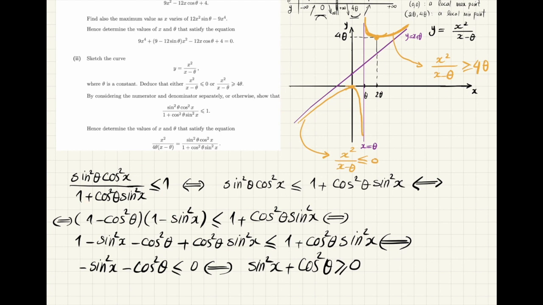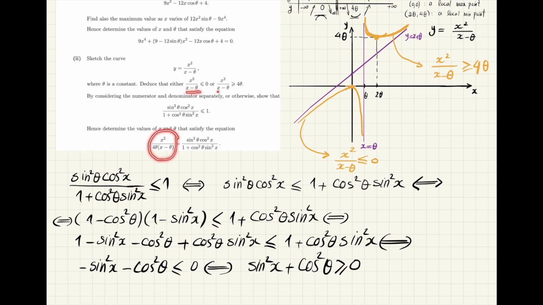Okay, now we go to the last part of the problem. We are supposed to solve this equation for x and theta. So if you look here, this expression is exactly this expression here, which we already know is less than or equal to 1, but of course we know that this is also greater than or equal to 0, because the denominator is positive and the numerator is a non-negative number. So this expression lies somewhere between 0 and 1.